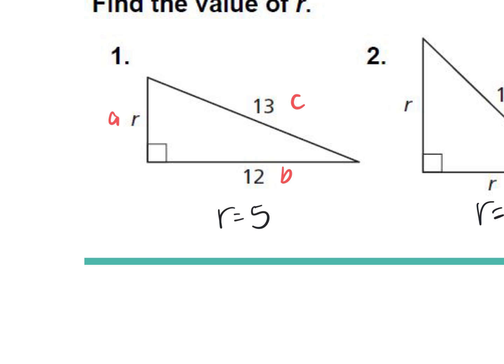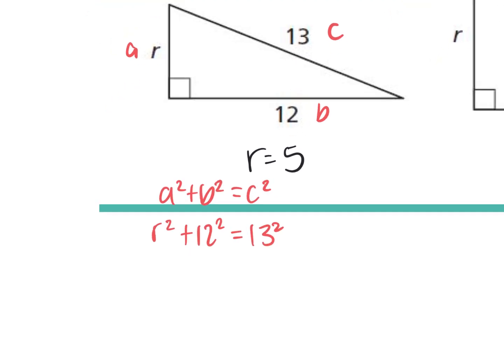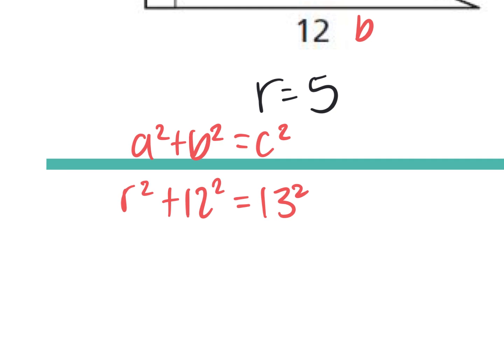So then I did A squared plus B squared equals C squared. So 5 squared plus 12 squared equals 13 squared. Then I squared it, so 5 squared plus 144 equals 169. Subtracted the 144 to the other side.